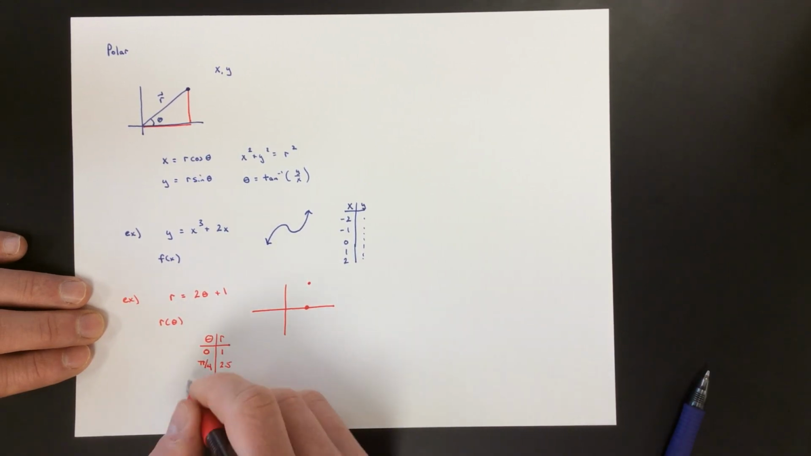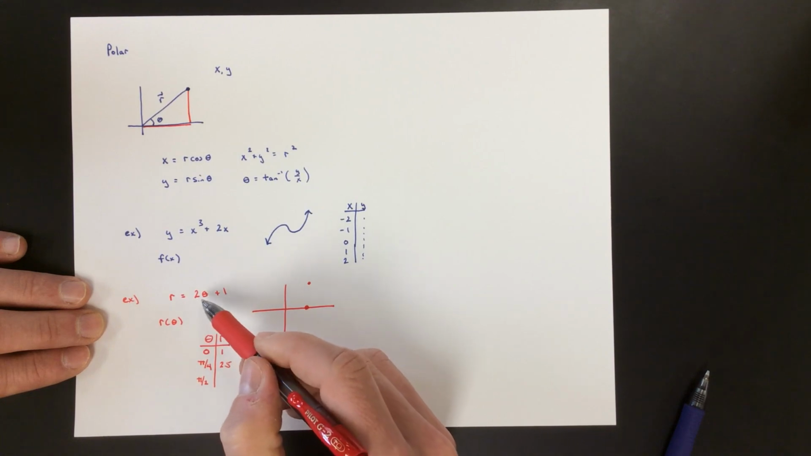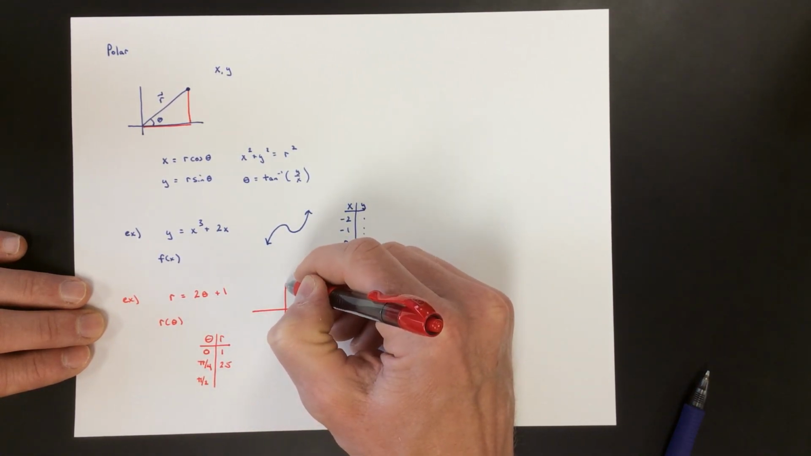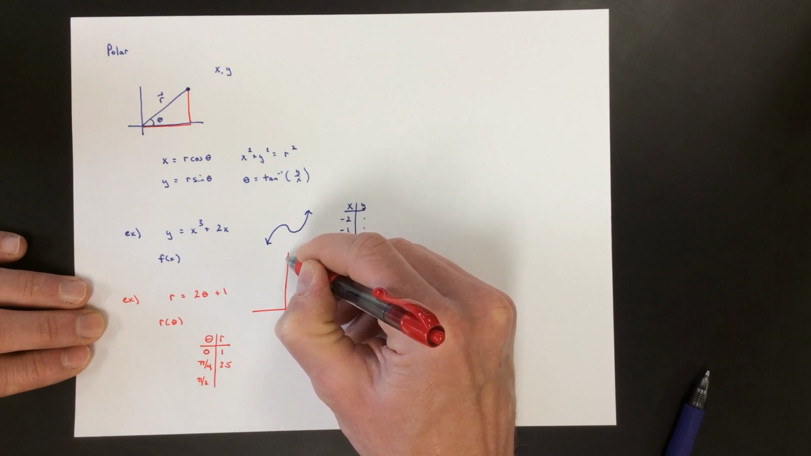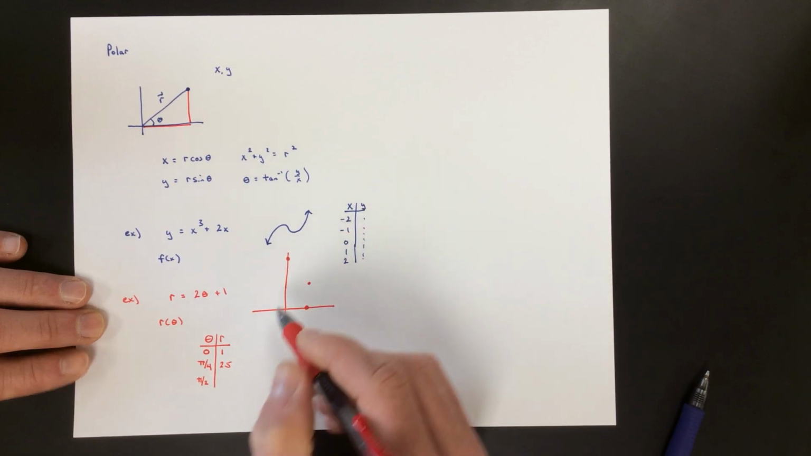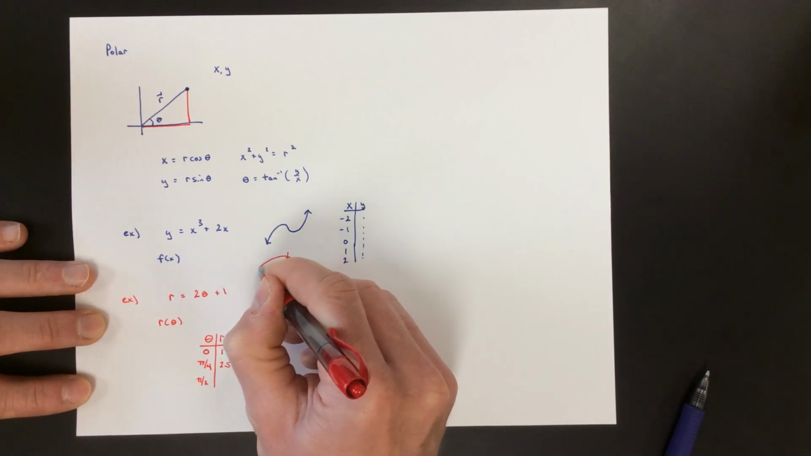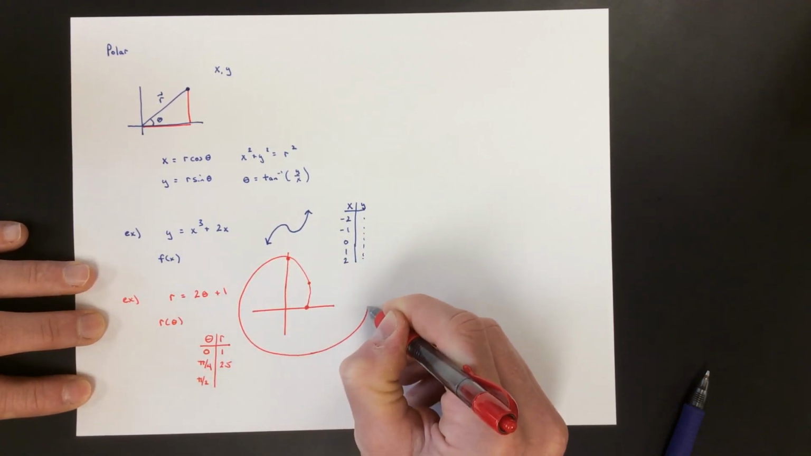Okay, so we're at that point. And then let's go straight up, which is pi over 2. When this is pi over 2, this is pi, which is 3.14 plus 1, so we're at like 4.1. So we're actually pointing straight up, and we're way out here. And as you can see, hopefully you get an idea that this thing is going to spiral.